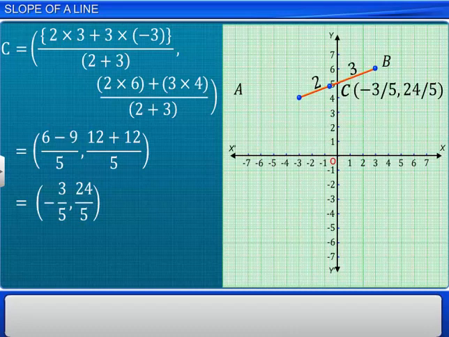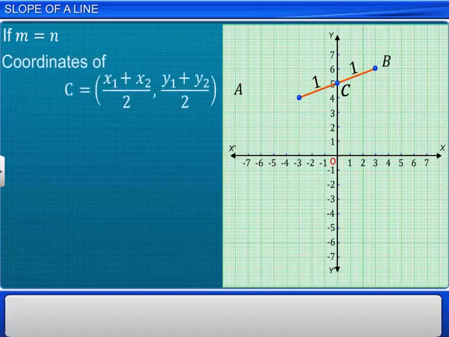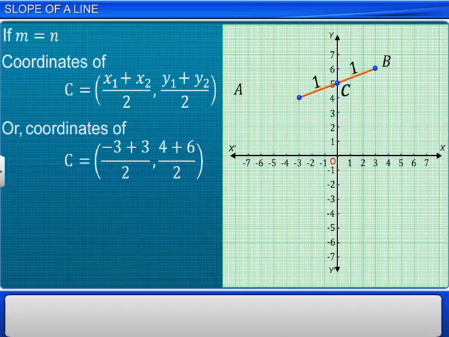Suppose point C is the midpoint of the line joining the given points A and B. In this case, the coordinates of point C are given by (x1 plus x2) by 2 and (y1 plus y2) by 2. By the ratio formula, the coordinates of point C in this case are 0 and 5.